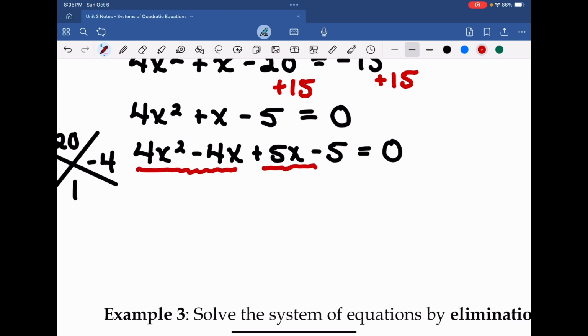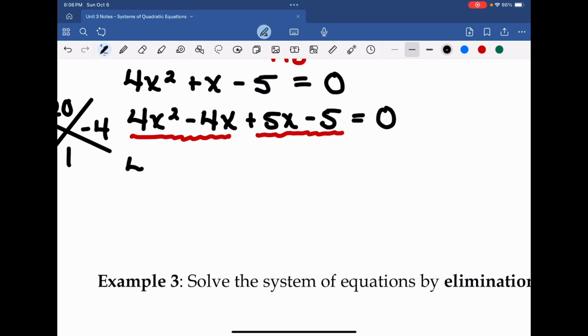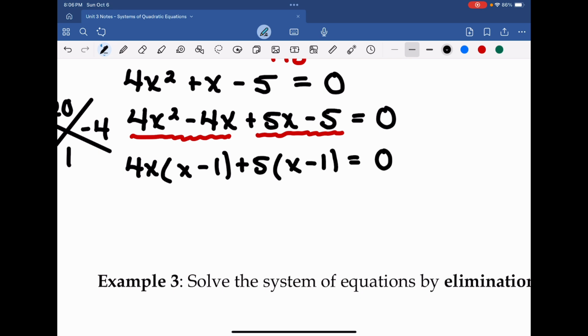Remember, if you see a 4-term polynomial, you want to make sure that you factor it by grouping. I'm going to remove a 4 and an x, leaving me behind with x minus 1. For my second grouping, I'm going to pull out a 5, leaving me behind with x minus 1 is equal to 0. Now I'm going to pair together the outside terms, 4x plus 5. I'm going to take one of the common binomial and write it together. There we go. This is equal to 0.